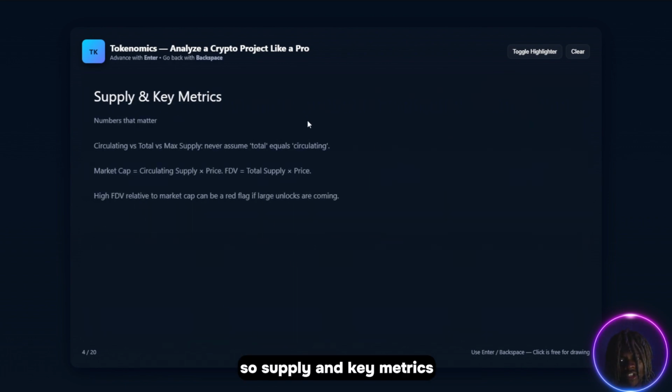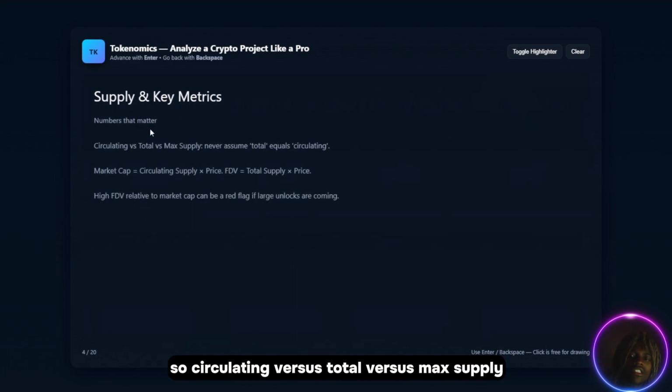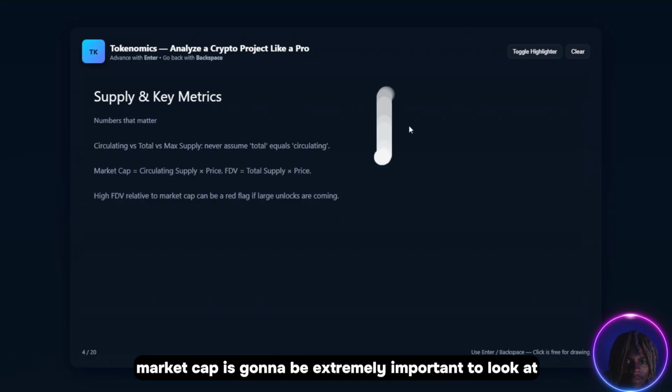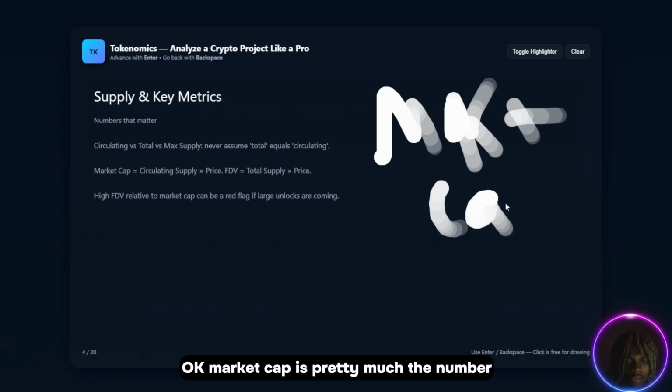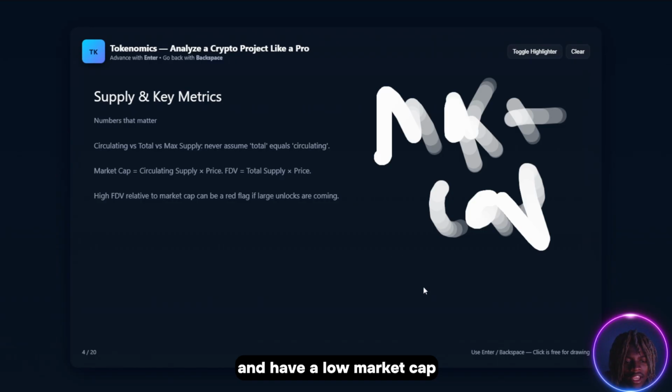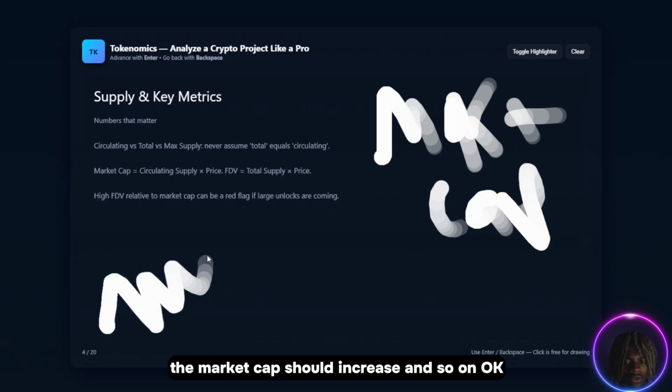So supply and key metrics, some numbers that matter. Circulating versus total versus max supply. Never assume that total equals circulating. Never. Market cap is going to be extremely important to look at. Market cap is pretty much the number that's going to depict if something is valuable. Something could have just dropped and have a low market cap, but if it becomes valuable over time, the market cap should increase, inshallah.